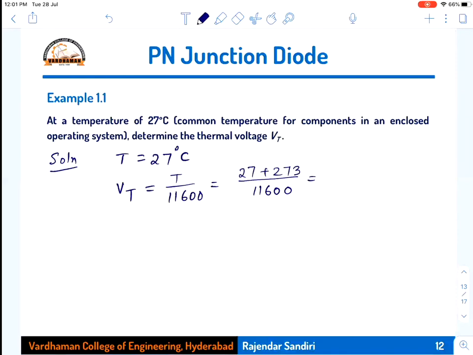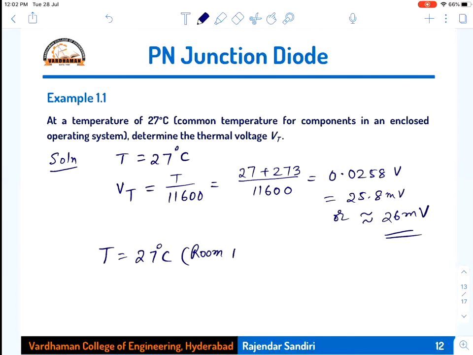0.0258 volts, approximately I can make it as 25.8 millivolts or approximately 26 millivolts. This is a standard value. T is equal to 27 degrees centigrade is called room temperature. Room temperature is also nothing but T is equal to 300 Kelvin. Both are the same. So your VT value is 26 millivolts.